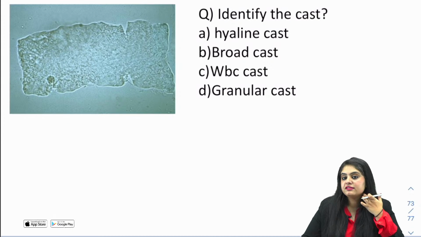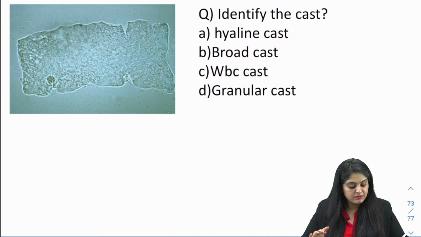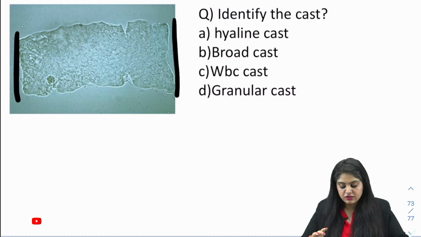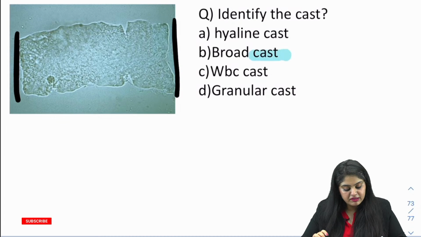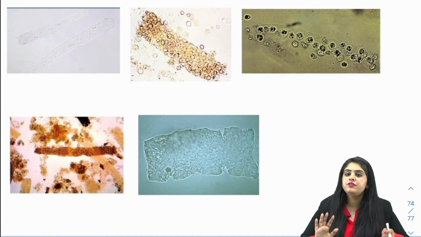Identify this one, please. Is it hyaline, broad, WBC or granular cast? Ma'am, this to everyone can identify. It is such a broad cast. I will label it as broad. So ab ye kya casts the? Let's do a quick recap and we'll revisit the question.